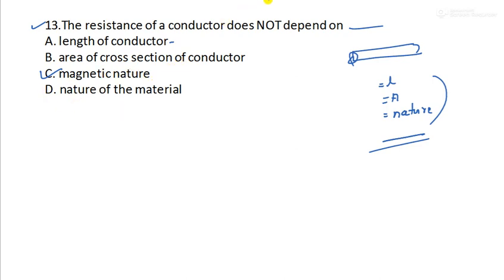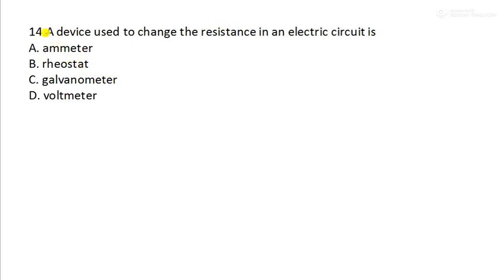Moving to question number 14 now. What have they given? A device used to change the resistance in an electric circuit is dash. To change the resistance, we have rheostat. Option B is the right answer. Rheostat is used to change the resistance in an electric circuit. It is also called variable resistance. Remember this. And it is denoted by this sign. You have to remember.